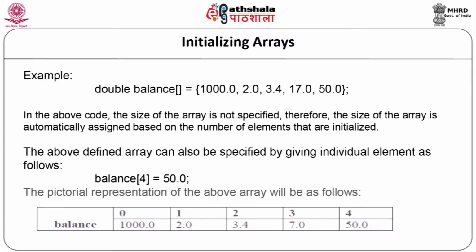The pictorial representation of the above array can be given as: balance is the name of the array, where 0 to 4 are the indices, that is 0, 1, 2, 3, 4, and the values are balance[0] is 1000.0, balance[1] is 2.0, balance[2] is 3.4, balance[3] is 17.0 and balance[4] is 50.0. In this way the array will be read.